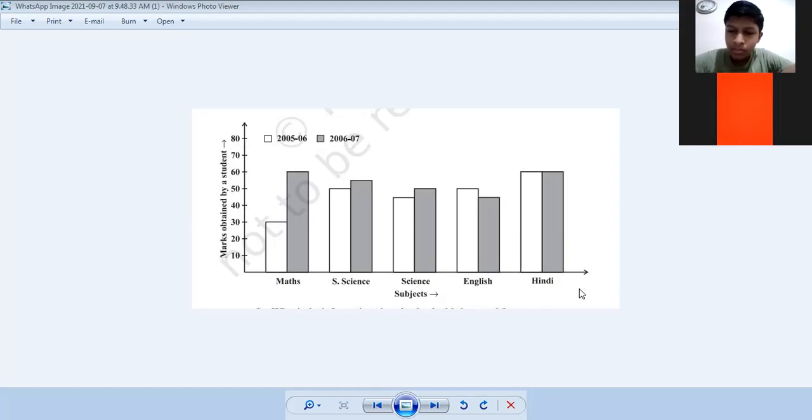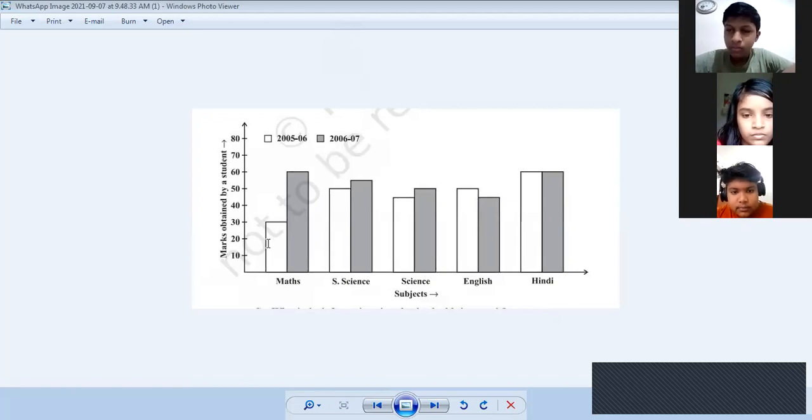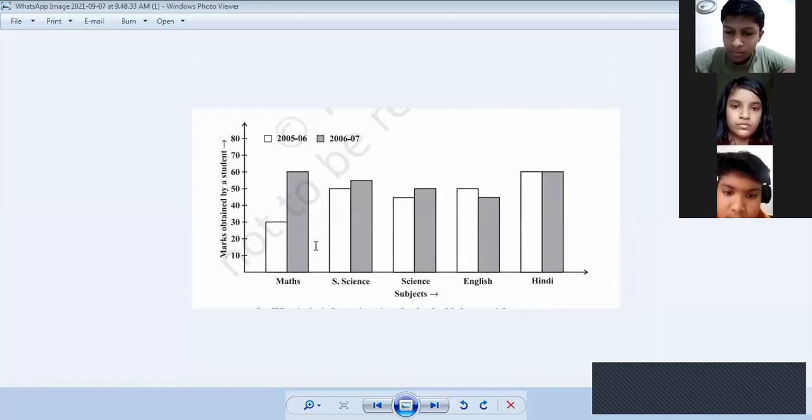And next question, in which subject has the performance improved the most? Here we have considered 2 academic years, that is 2005 to 2006 and 2006 to 2007. In 2005 to 2006, what is the mark obtained by the student for maths? Look here, it's 30. Then what about 2006 to 2007? It became 60. In 2005 to 2006 it was 30, and in 2006 to 7, it became 60.